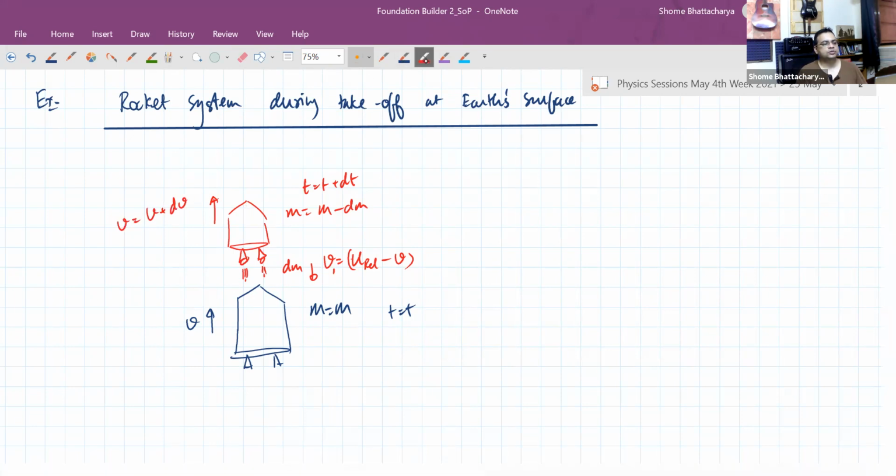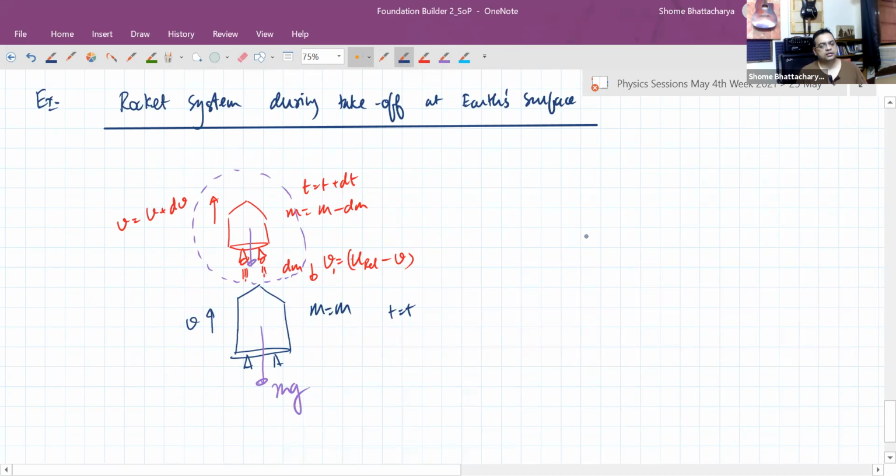Okay. But when we look at this whole thing as a system, going from here to here, continuously there's the weight or the gravitational pull of the Earth which is acting on it. So that gravitational pull of the Earth is mg. Okay. So when we apply this concept now, that net external impulse is equal to change in momentum for the system. So we can see that going from here to here, taking the upward direction as positive, the impulse acting is because of gravity. So that will be minus mg into dt. This is the net external impulse.